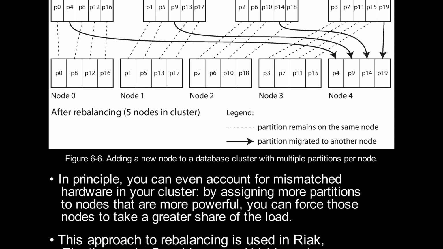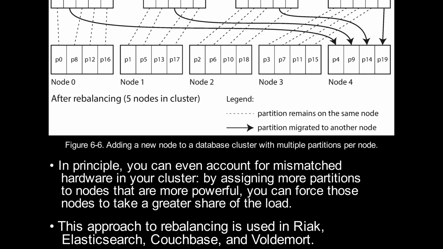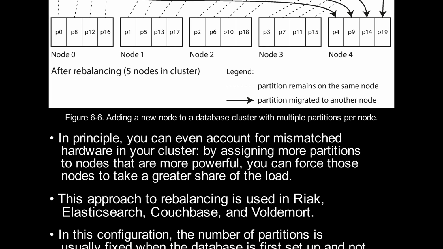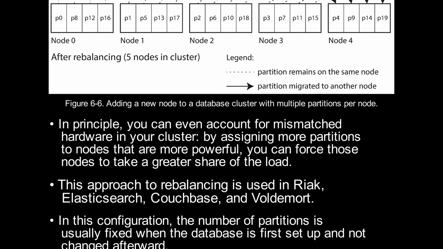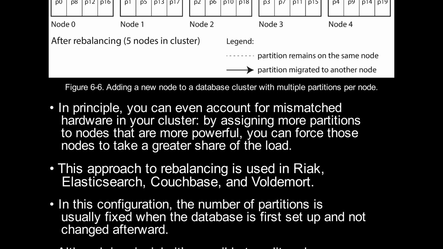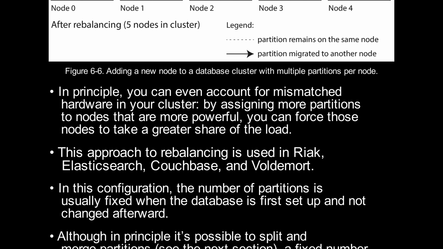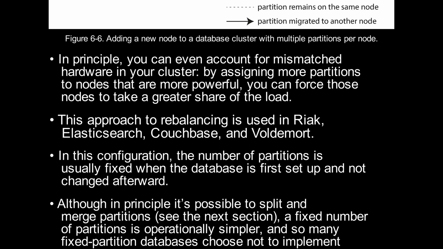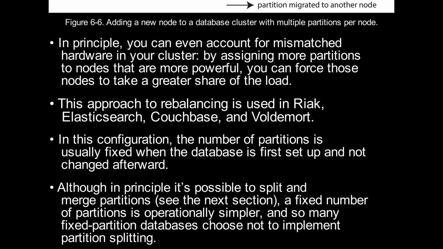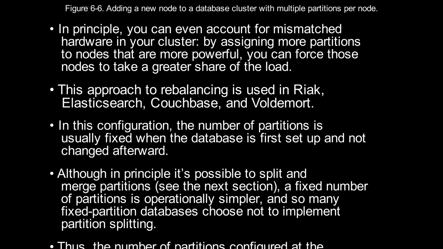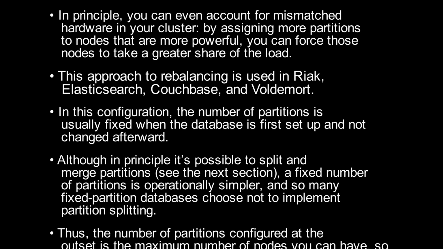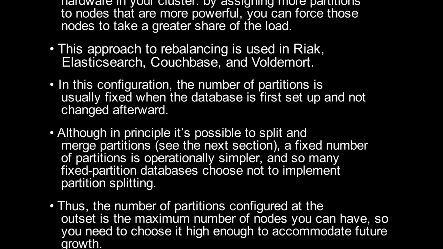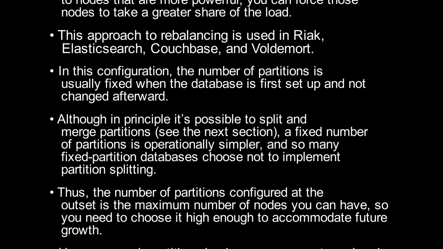In principle, you can even account for mismatched hardware in your cluster. By assigning more partitions to nodes that are more powerful, you can force those nodes to take a greater share of the load. This approach to rebalancing is used in Riak, Elasticsearch, Couchbase, and Voldemort. In this configuration, the number of partitions is usually fixed when the database is first set up and not changed afterward. Although in principle it's possible to split and merge partitions, see the next section, a fixed number of partitions is operationally simpler, and so many fixed partition databases choose not to implement partition splitting.